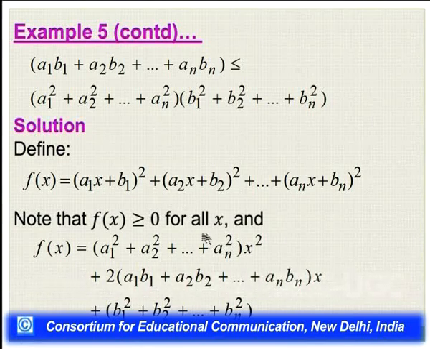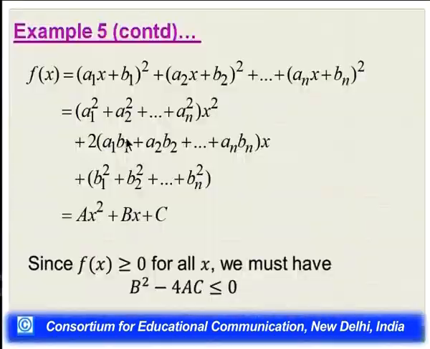And let us also do this exercise where we collect all the x square terms. Let's just open up the brackets for f of x. Let's collect all the x square terms, the x terms and the constants. So we get f of x is equal to (a1 square plus a2 square and so on till an square) times x square plus twice (a1 b1 plus a2 b2 and so on till an bn) times x plus b1 square plus b2 square and so on till bn square.